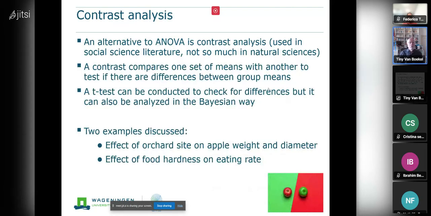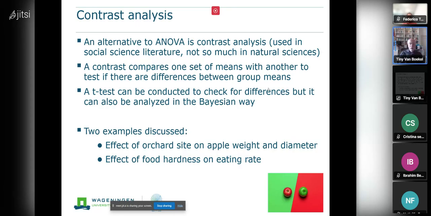That's all, well, reasonably simple. And the only thing I think is maybe new to you, is that it is actually just linear regression behind the screens. But there is an alternative, which is especially useful in the Bayesian analysis, and that is called contrast analysis. This contrast analysis, I picked it up especially from the social science literature, and I don't see it so much, or maybe not at all, in the natural sciences.